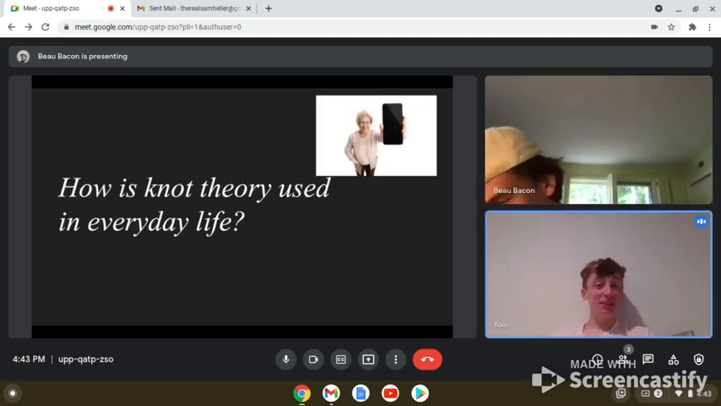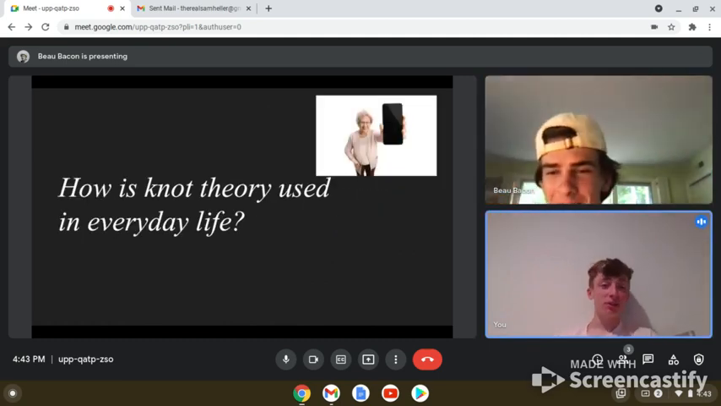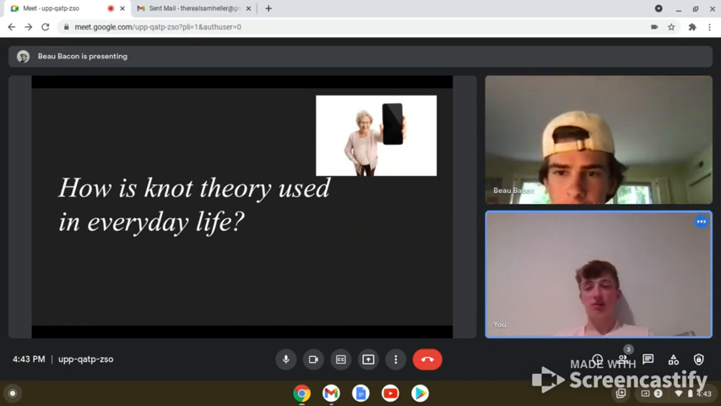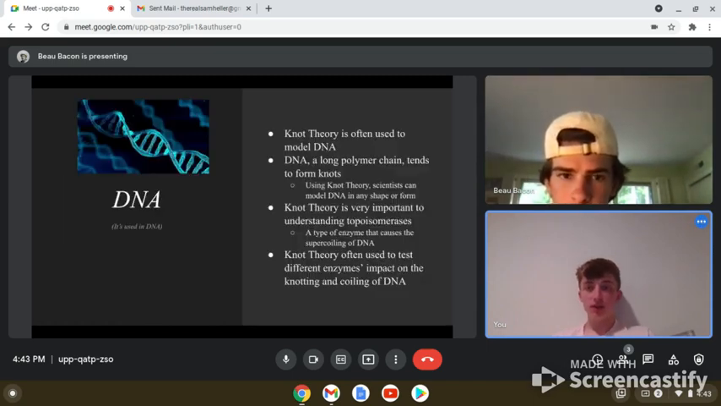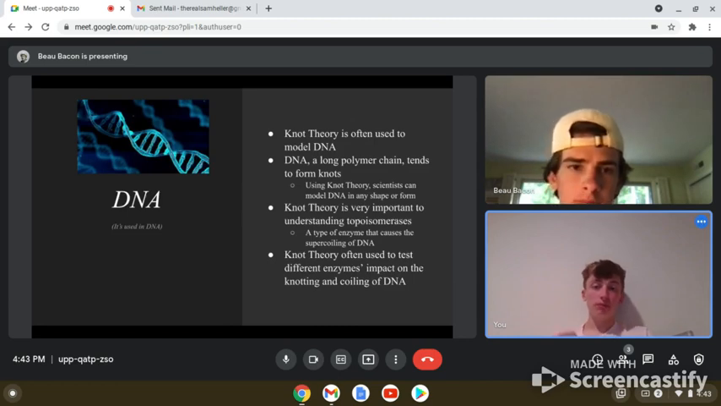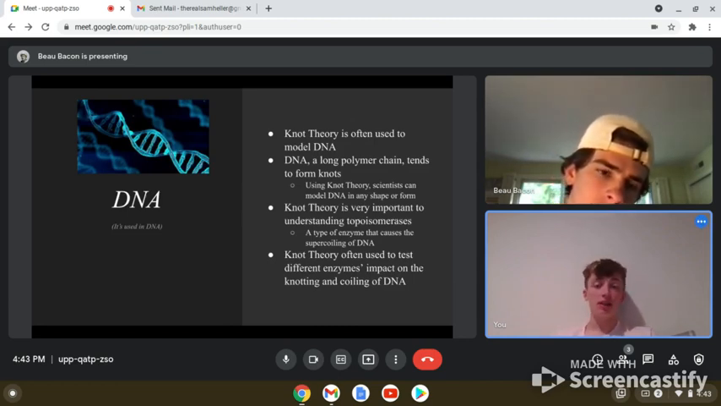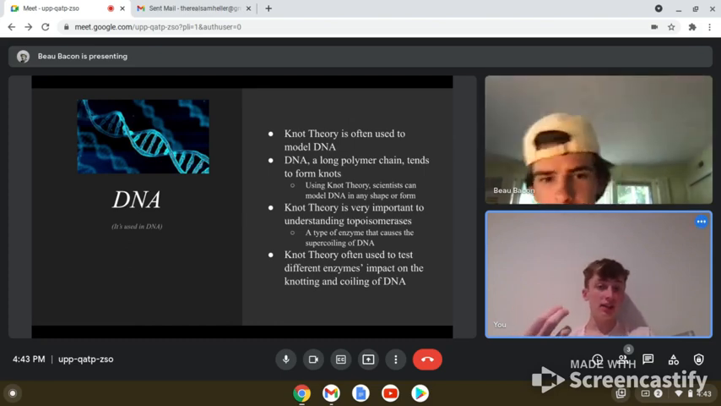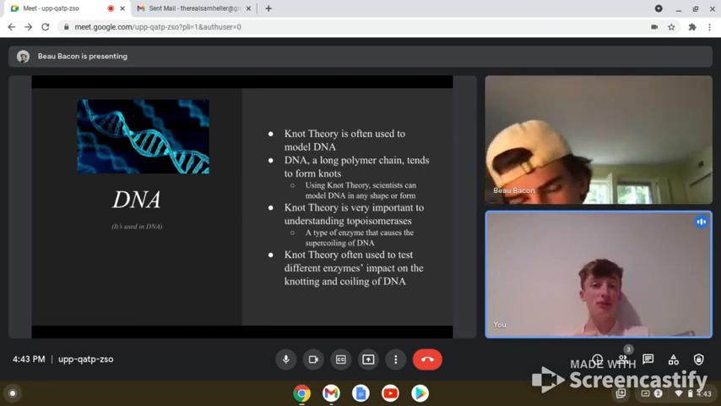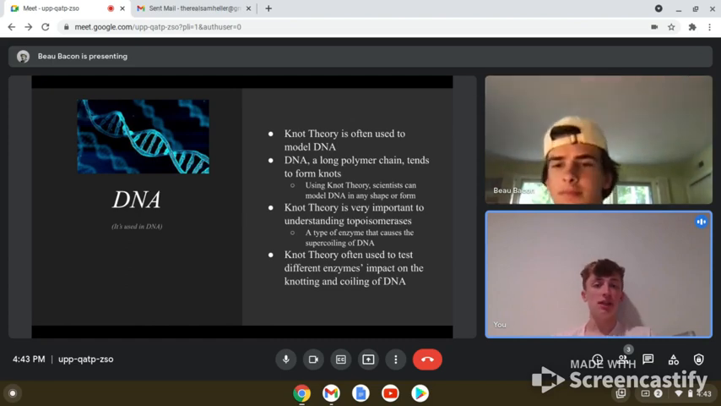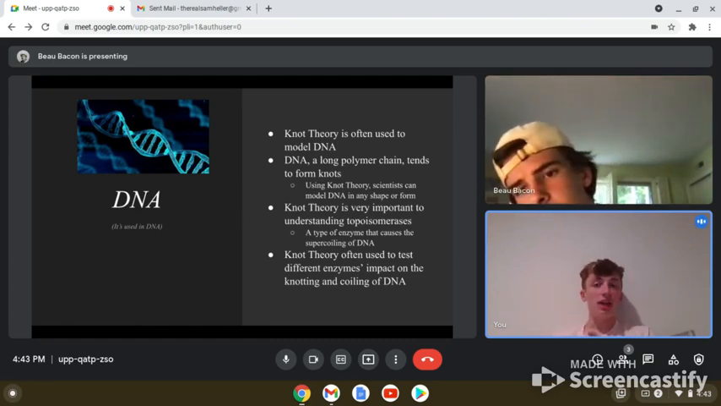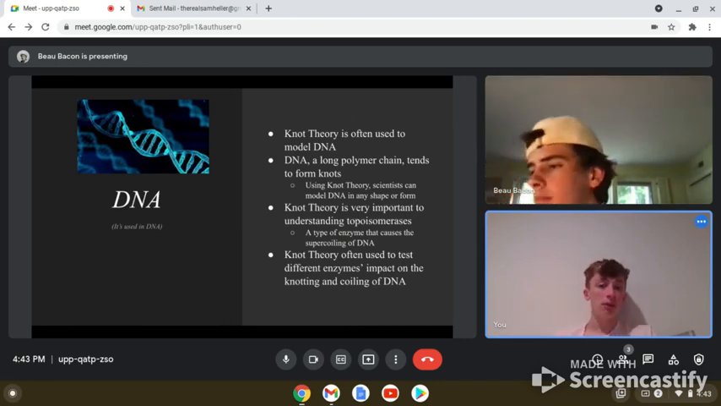How is knot theory used in everyday life? This is part of our central question, and we really want to look into this as much as we can. So the main thing that we found for knot theory being used in modern day life is with DNA. Knot theory is often used to model DNA because DNA is a long polymer chain and it tends to form these knots. And with knot theory, these scientists can model DNA in any shape or form.